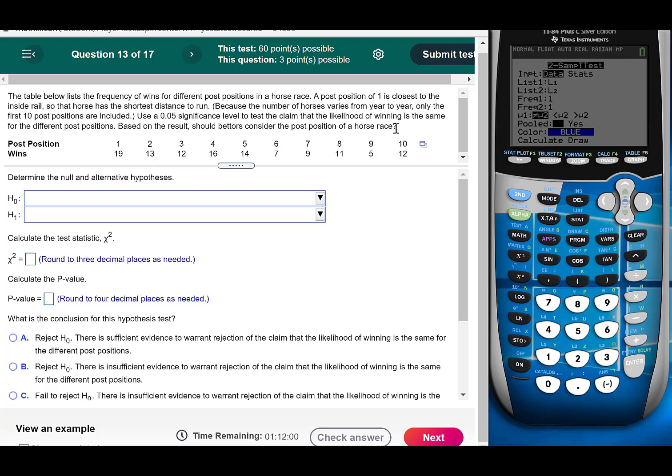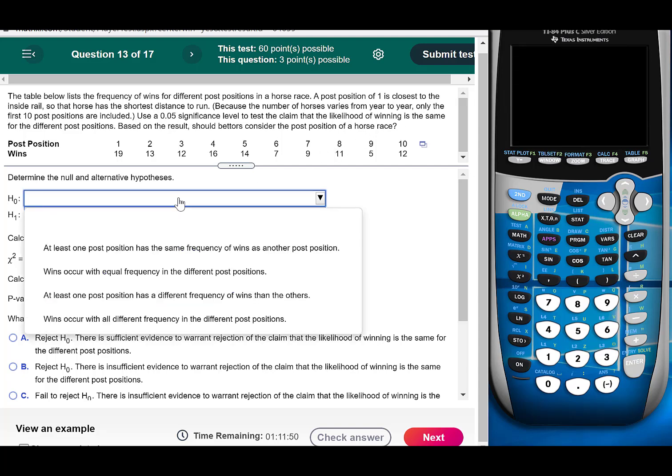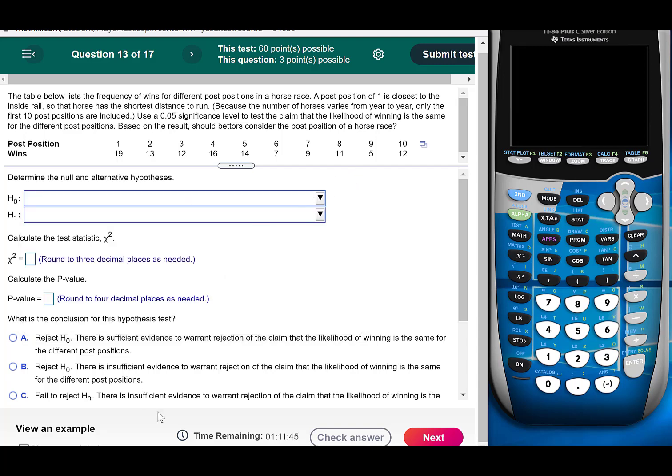So we want to test the claim whether, regardless of the position of the horse, the number of wins is going to be the same. This is a goodness of fit test. And we have to choose the null and the alternative hypotheses.